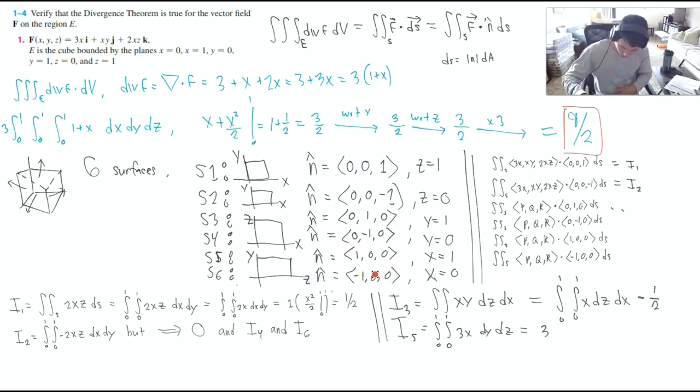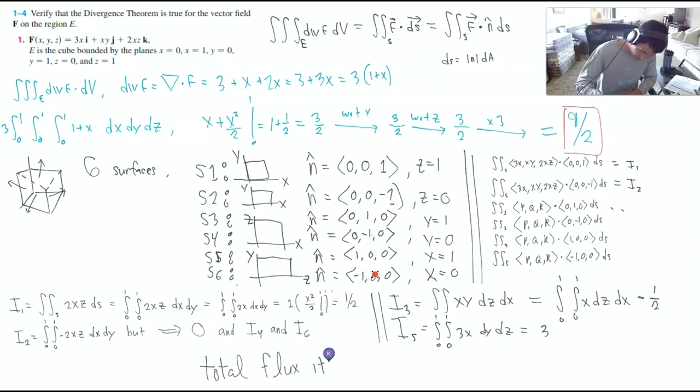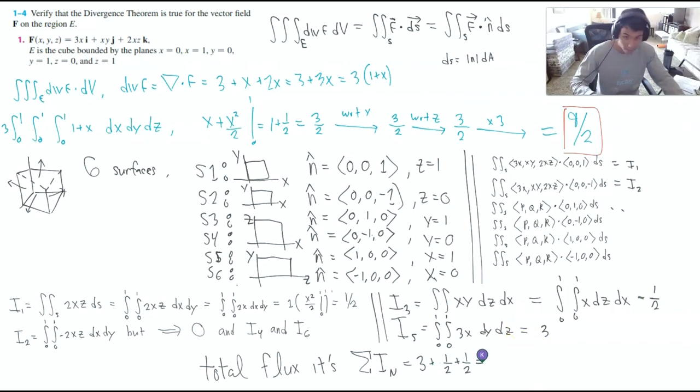Okay, so total flux. It's the sum. Okay, so it's the sum of all I sub n. And what does that equal? So in this case, it's just equal to 3 plus 1/2 plus 1/2, right? Which is 4.